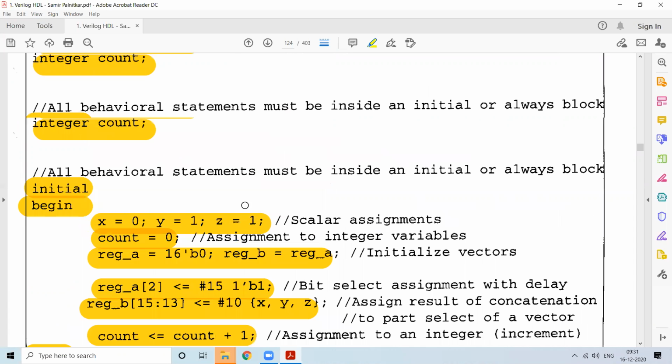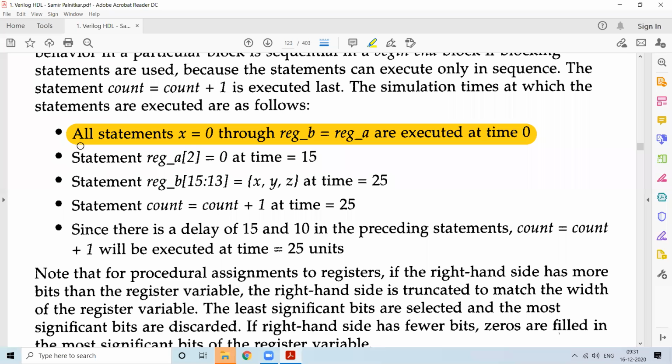Here we observed all statements, x is equal to 0 through reg b to reg a equal to reg a, are executed at time 0 time units. But after that, after 15 time units, reg a gets assigned, and after 25 time units, that is 15 plus 10 because in the statement it was in that form, reg b gets assigned, and count is executed after reg b. Since there is no delay specification, immediately after that, at 25 time units, count also gets initialized. So this is what is happening in this case.